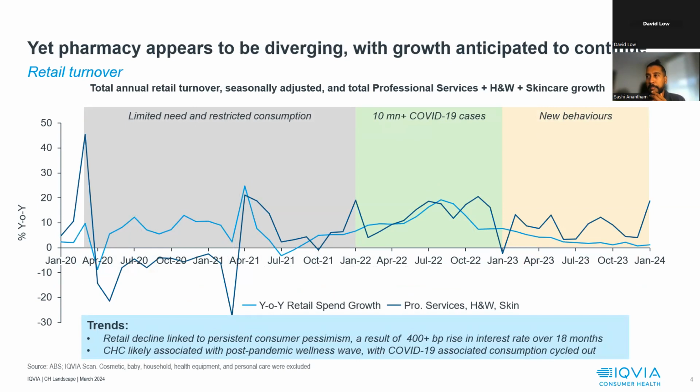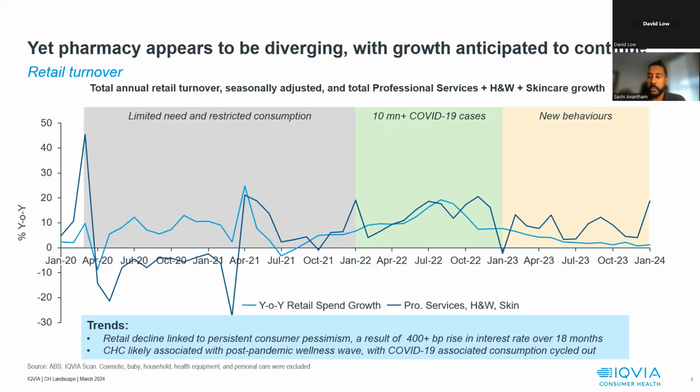Now, of course, this is not particularly good, except when you consider the fact that if you look at it from the perspective of retail spending overlaid against professional services, which is everything that is over the counter, such as your cold and flu medication, your allergy products, and so on, your health and wellness, which is really your vitamins, and then your skincare products, what you see is actually a different picture. First and foremost, during the pandemic, there was an under-indexation of spend because we didn't really go out, we didn't really contract a lot of upper respiratory tract infections and so on, and therefore there was a limited need for consumption of these sort of OTC consumer health type items.